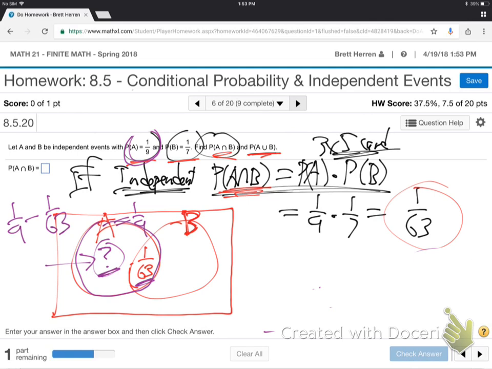You guys got the TIs? Watch this. Just go 1 divided by 9 minus 1 divided by 63. Hit enter, you get some crazy decimal, right? And then hit math, enter. It'll change it to a fraction.